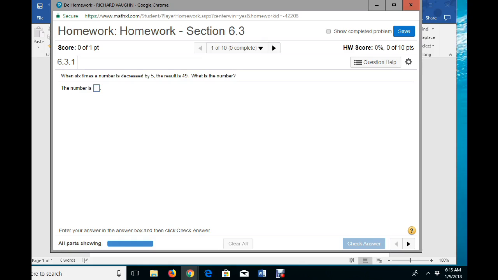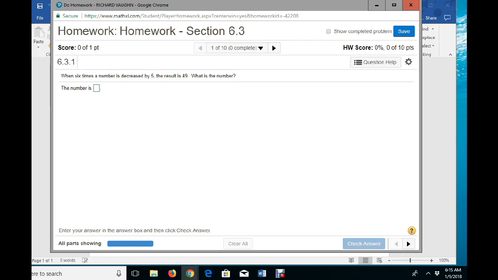Your numbers may be different. So when Pearson generates questions, they have the same kind of structure to the question, but the numbers itself might be different. So in my version of this question, it says, when 6 times a number is decreased by 5, the result is 49. What is the number?